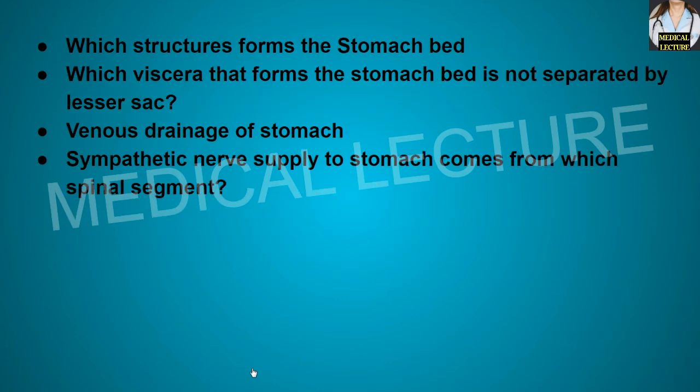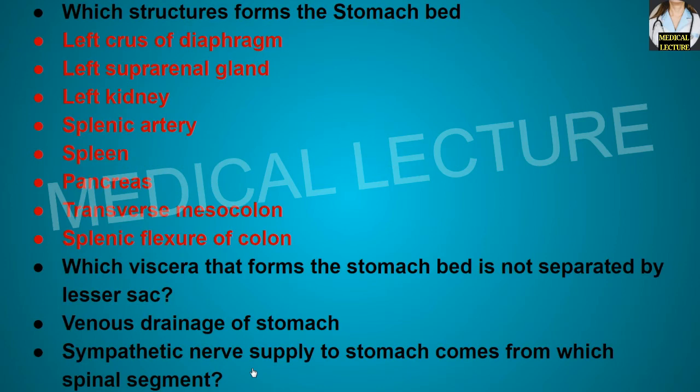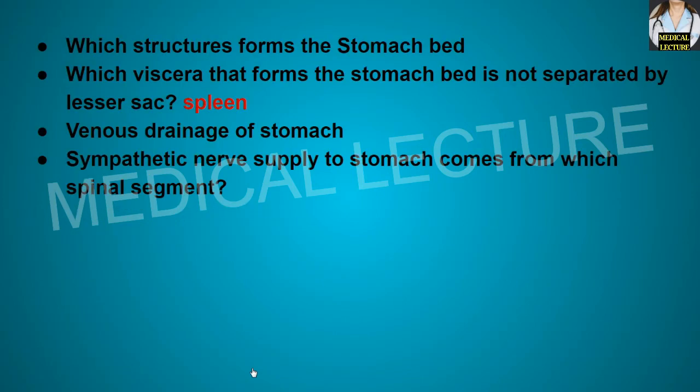Which structures form the stomach bed? Left crus of diaphragm, left suprarenal gland, left kidney, splenic artery, spleen, pancreas, transverse mesocolon, and the splenic flexure of the colon form the stomach bed. Which viscera that form the stomach bed is not separated by the lesser sac? It is the spleen.